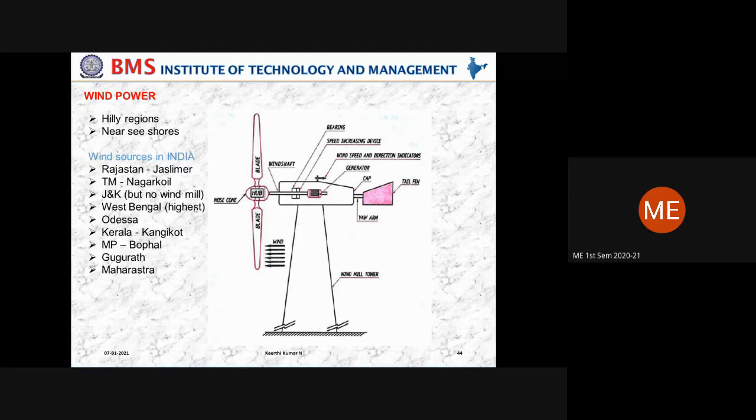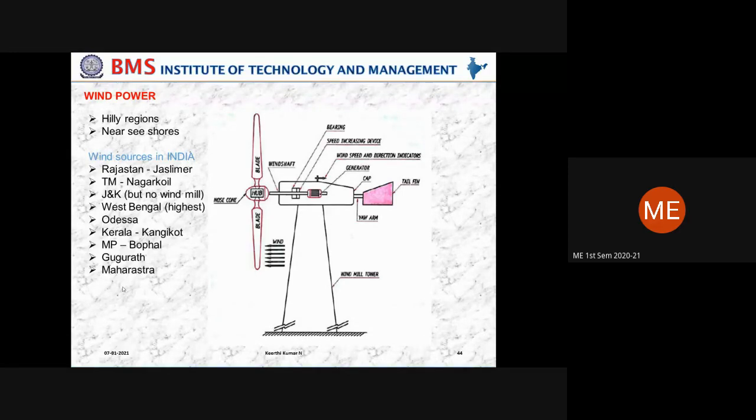West Bengal, which has the highest wind speed where you can observe, Odisha, Kerala, Madhya Pradesh, Gujarat, Maharashtra. These are all the few places in India where we can observe the highest wind. We can include Karnataka also. Near Chitradurga, you can see most of the windmill plants just by traveling from Bangalore to North Karnataka.